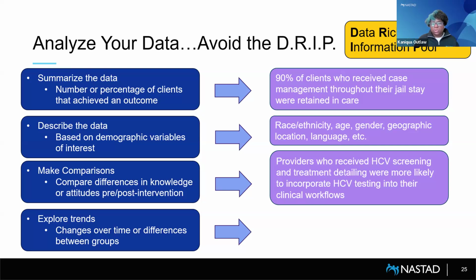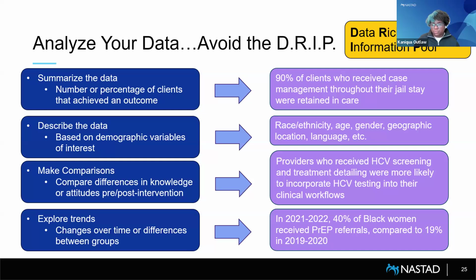And then finally, you could explore trends over time or differences between groups, which is really another important way to assess the impact of your programs. So for instance, if we're looking at PrEP initiation within a certain time frame, how did that change? And how much can we attribute that to our intervention or our program?